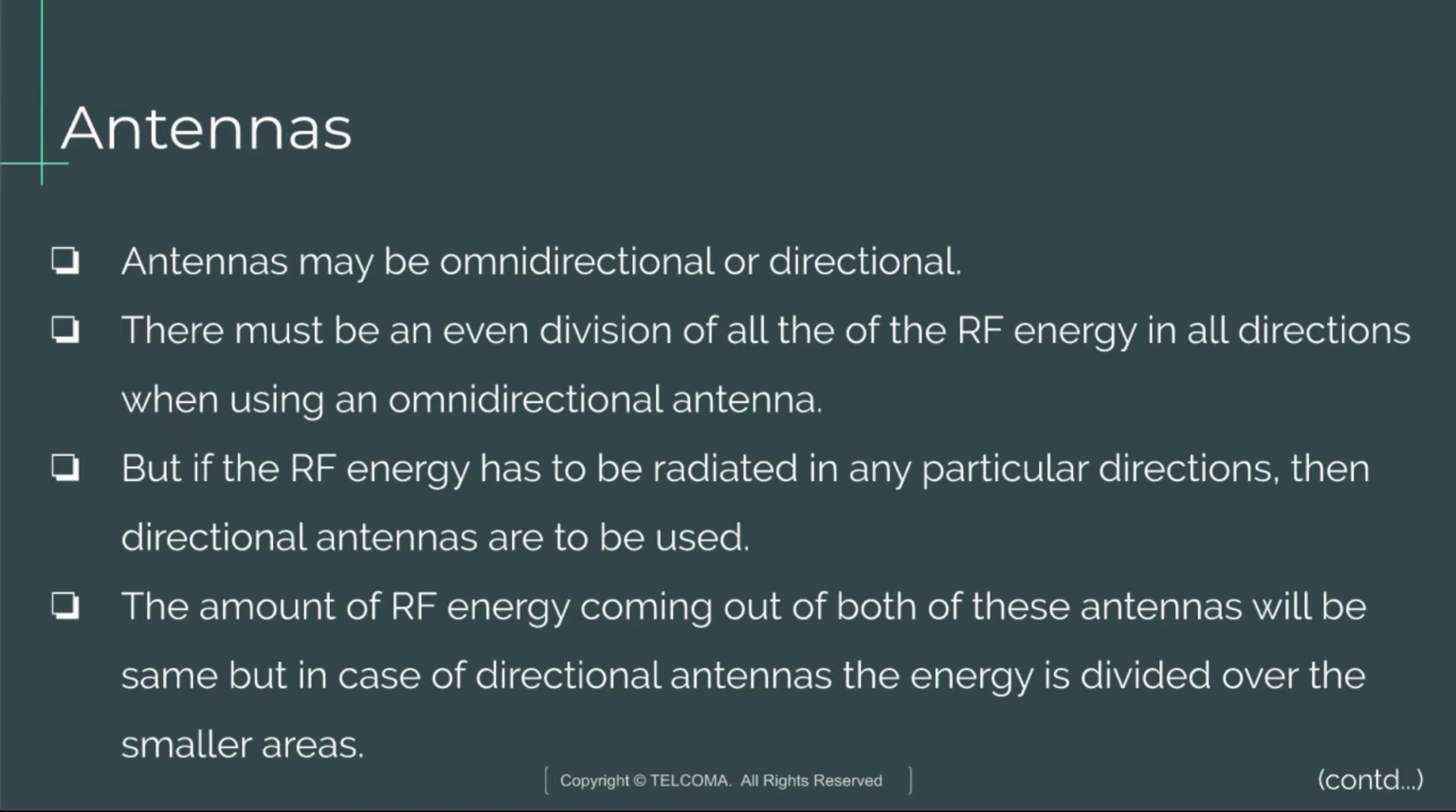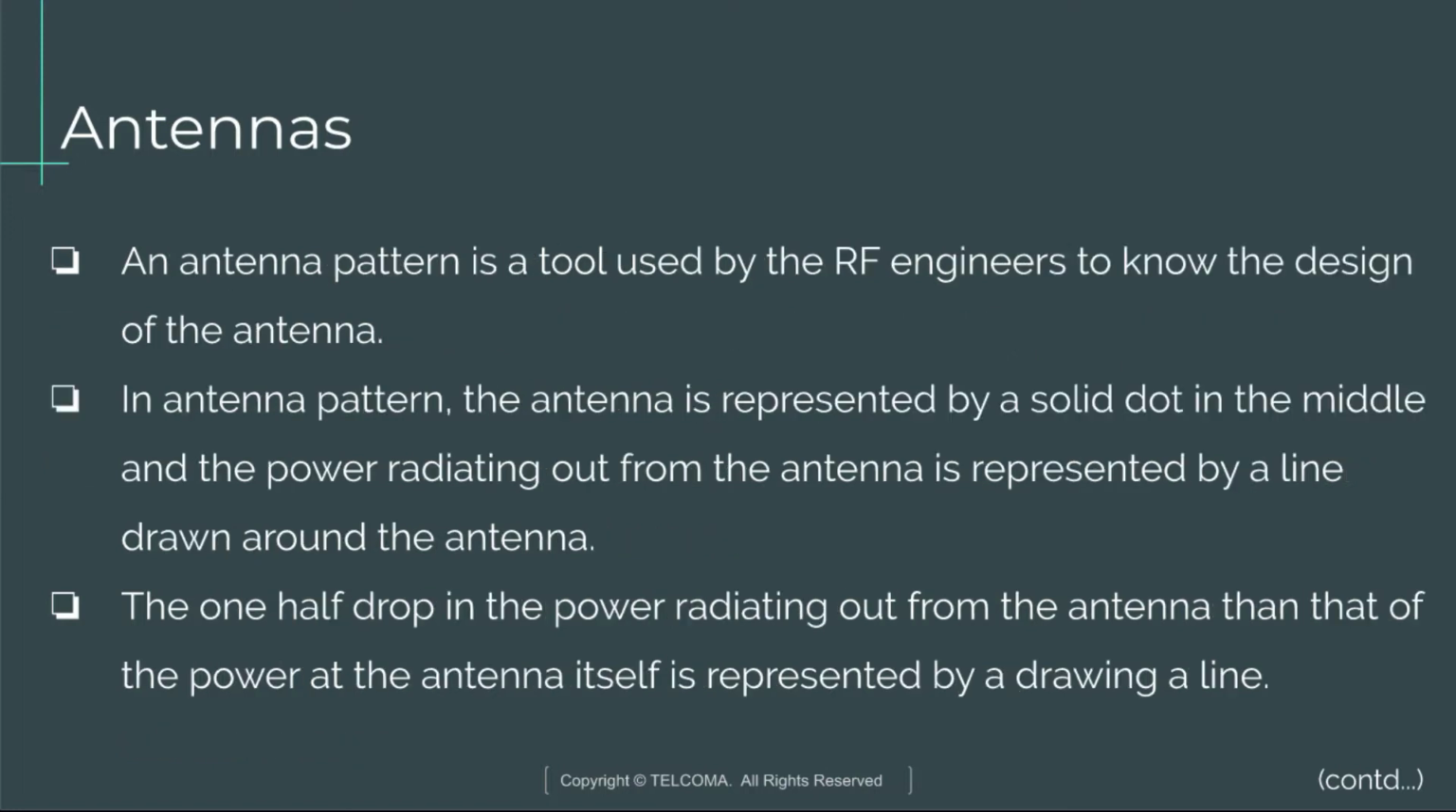There must be an even division of all the antennas of the RF energy in all directions when using an omnidirectional antenna. But if the RF energy has to be radiated in any particular directions, then directional antennas are to be used. The amount of RF energy coming out of both of these antennas will be same, but in case of directional antennas, the energy is divided over the smaller areas.